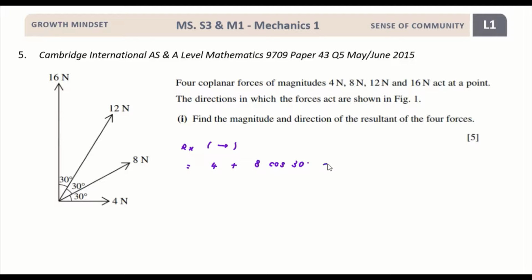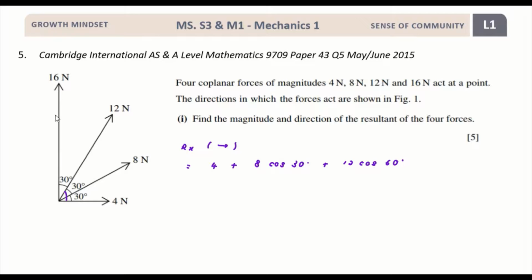So the next one, let's look at the 12 here. Please remember, can you use 12 cos 30? Your angle should be the one that touches your x here. So it should be 60 in this case. So 12 cos 60. Okay, then the other one is 16.